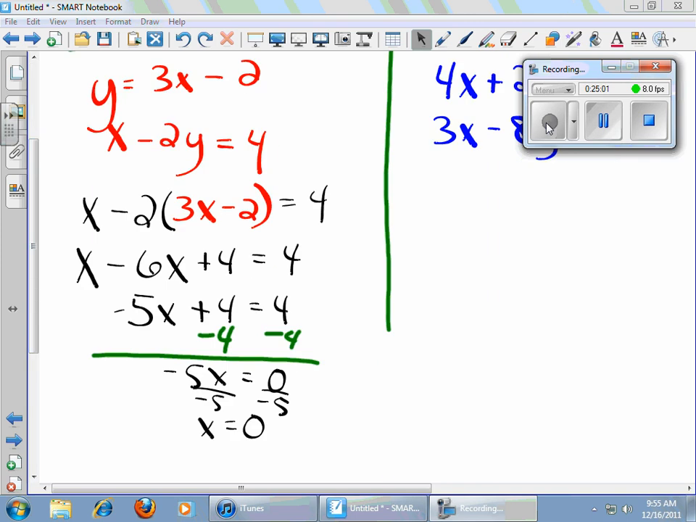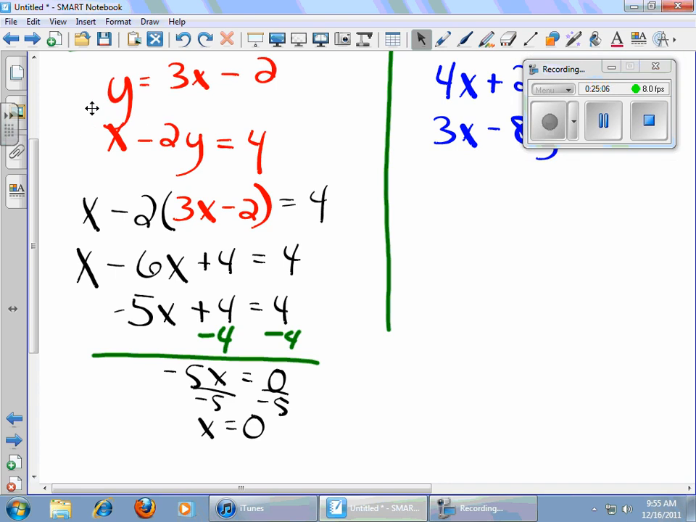Okay, here's my solution for the red one. It's not 100% complete. You can see y was already alone. So all I did was substitute 3x minus 2 into the second equation for y. And that's shown on this line here. x minus 2 times the quantity 3x minus 2 equals 4. All right, I distributed. I combined like terms, getting me to this point.